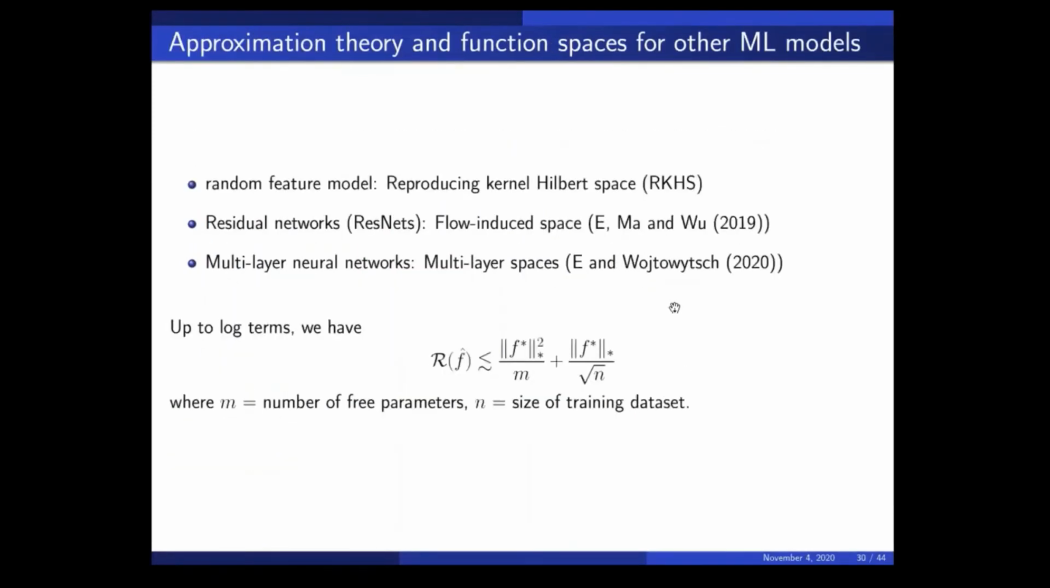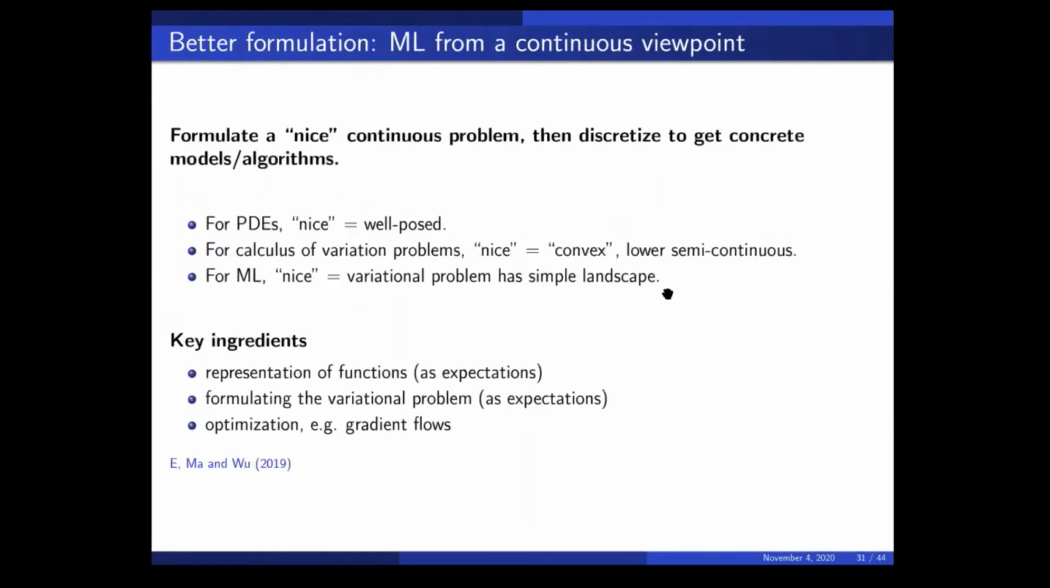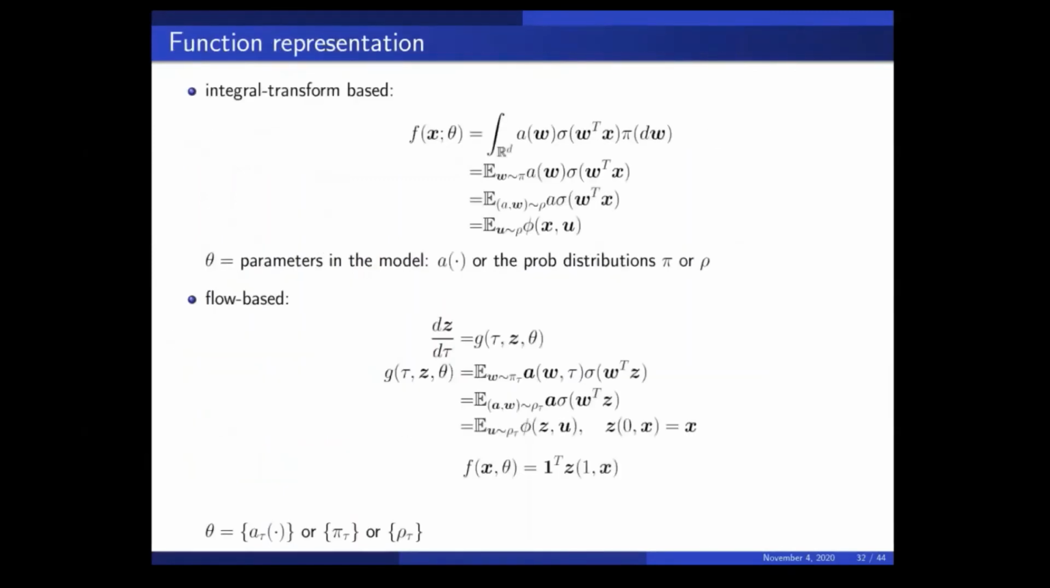So these are the most popular neural network models. Next time we're going to look at machine learning from a continuous viewpoint. The reason being that we hope this continuous viewpoint will be a more intrinsic formulation of machine learning. In order to do that, the first thing we need is how to represent functions.